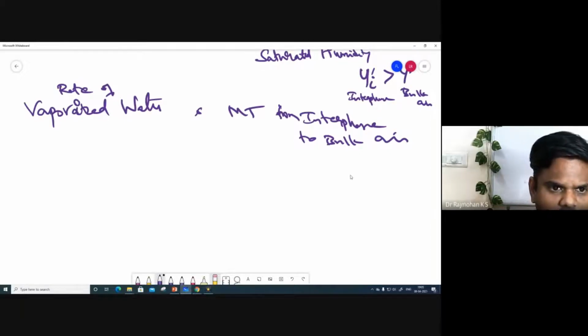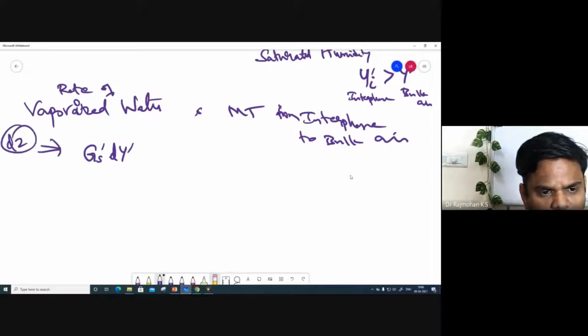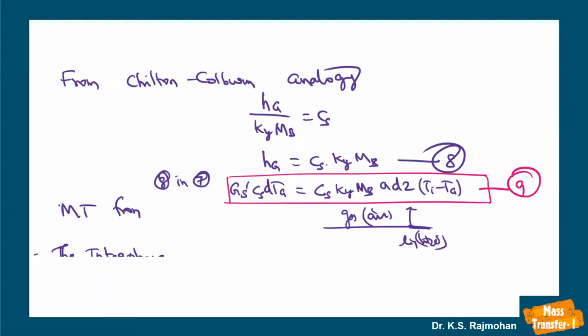So that rate of vaporization of water and mass transfer from the interface to the bulk air can be related as, what is the rate of vaporization of water? We have written it in the equation number 1 itself. What is that? Gs dash into change in humidity, that is dy dash. Gs dash into dy dash is the rate of vaporization of water across thickness dz. So across the thickness dz, the amount of water vaporized is Gs dash into dy dash, and this will be equal to mass transfer that is taking place from the interface to the bulk air, which can be written as, if we consider the equation 9, we can compare it now, right?